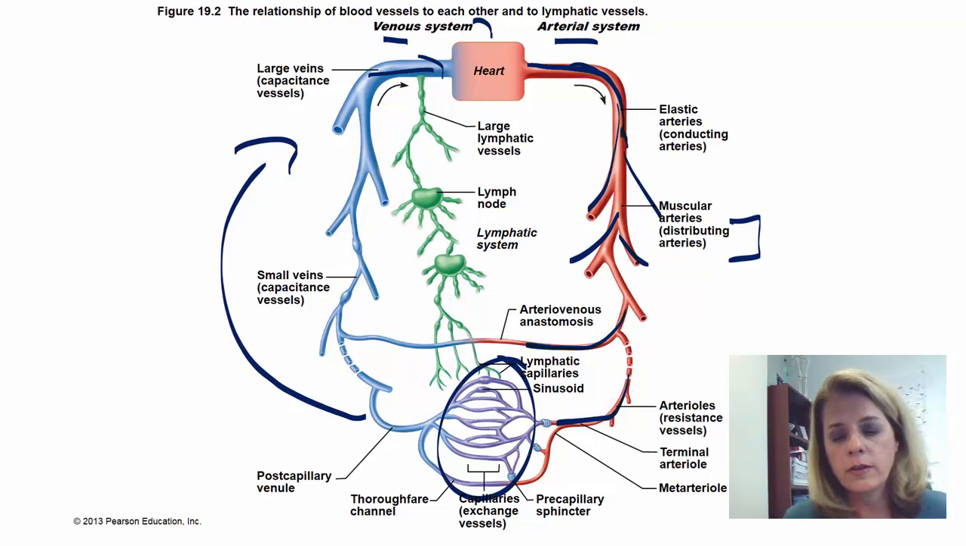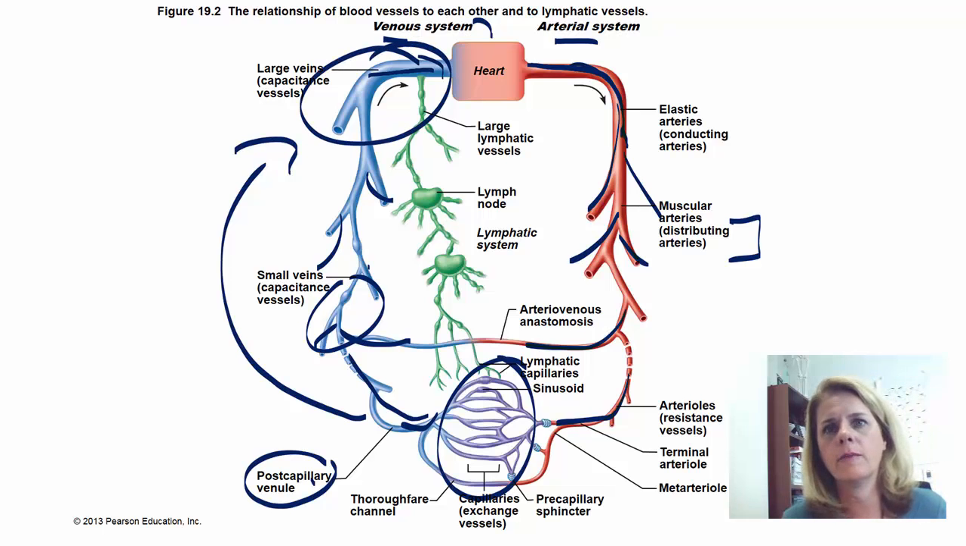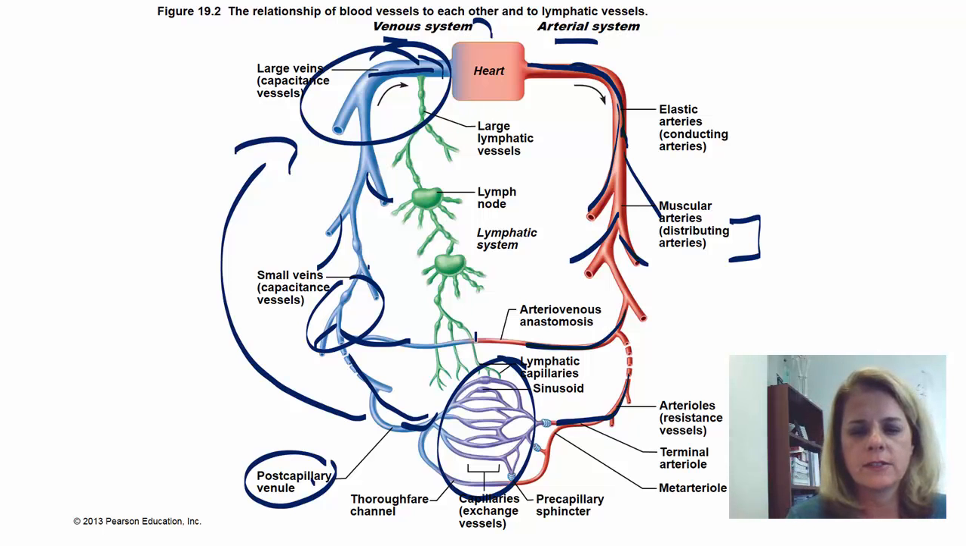The capillaries divide out, and then the capillaries come back together and become these venules, and then venules collect together to form small veins, and these small veins connect to become large veins like the vena cava. And then parallel to all of that, you have your lymphatic system, okay?